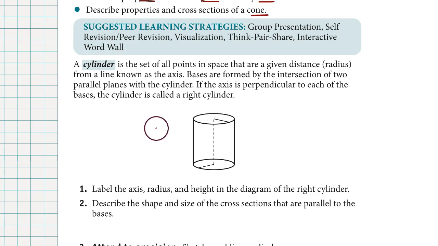a line known as its axis line. The bases of a cylinder are parallel to each other. If the axis of the cylinder is perpendicular to the bases, then the cylinder is a right cylinder. If the axis is at an angle to the bases, then it's an oblique cylinder.